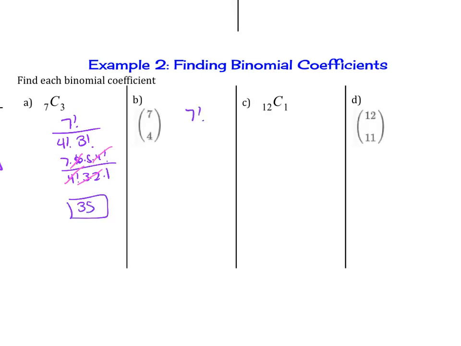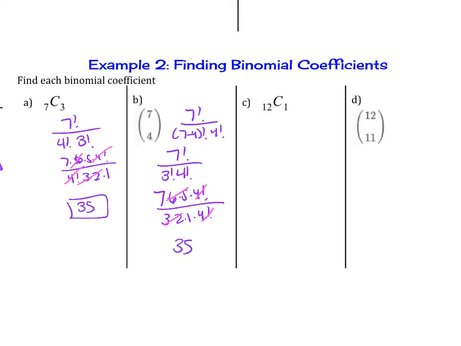So we have 7 factorial over (7 minus 4) factorial times 4 factorial. So that's 7 factorial over 3 factorial times 4 factorial. So this is 7 times 6 times 5 times 4 factorial over 3 times 2 times 1 times 4 factorial. And we find that we get the same exact answer here. So we get 35.